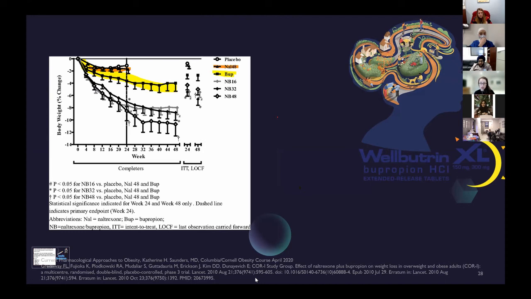So it's not as good as the combination, but it's something, and it's covered by insurance if they smoke or if you need it for depression. Okay, so it's definitely something to consider that can be useful for patients because every little bit counts. Any questions?